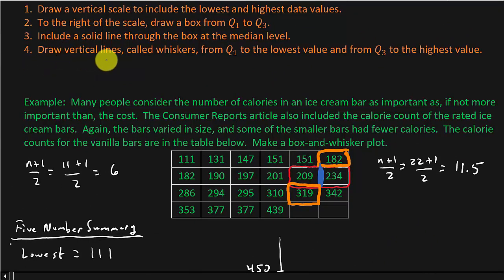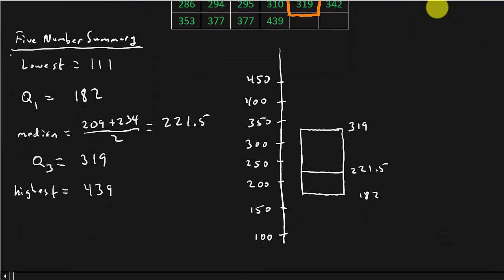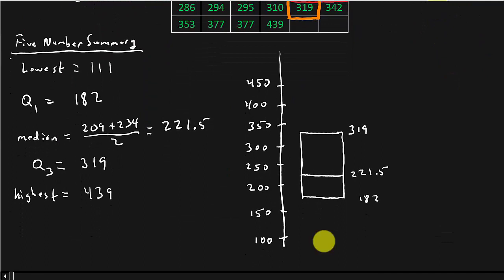Number 4, draw vertical lines called whiskers from Q1 to the lowest value and from Q3 to the highest value. The lowest value is 111, which is about right in there. I'm going to put a little dot there so I'll know that's where my line's going to stop. This is the box, and these are the whiskers. The highest value is 439, which is about right in there.